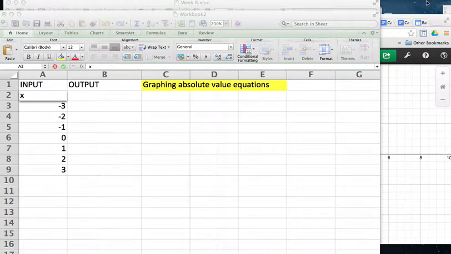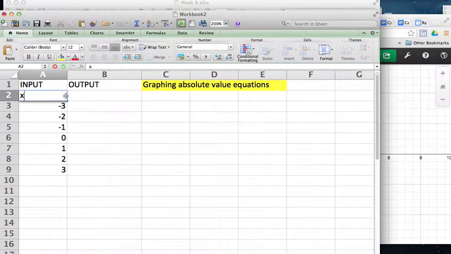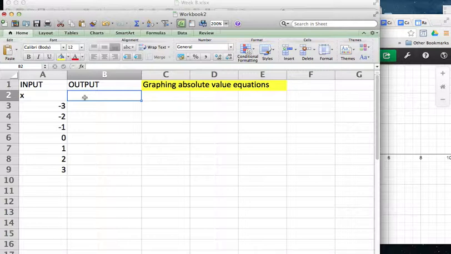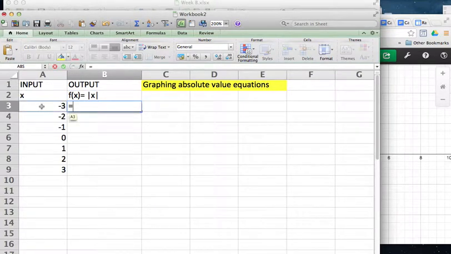All right, we're going to look at a little introduction to graphing absolute value equations. So let's think about, we're going to input some values, and so our input is our x value, and our output is a function that depends on x, and our output value is going to be the absolute value of x. So essentially what we want to do is take all of these values to our left, and find the absolute value of them.